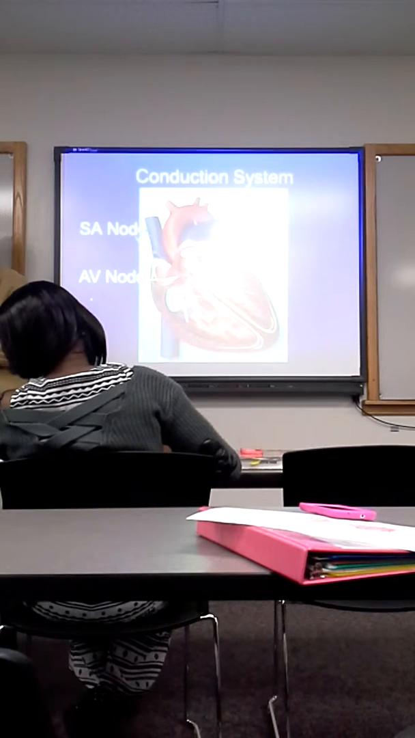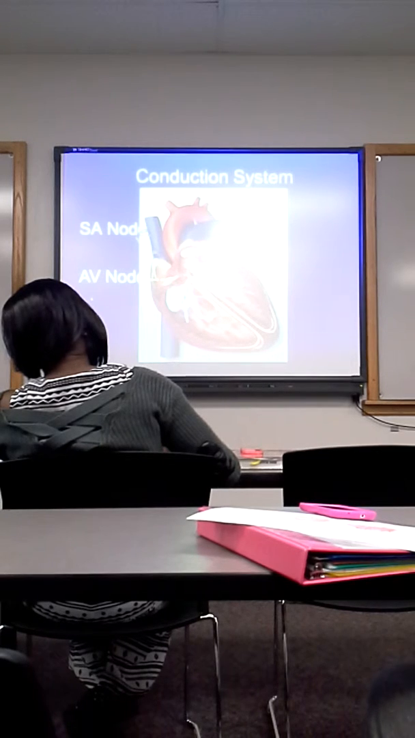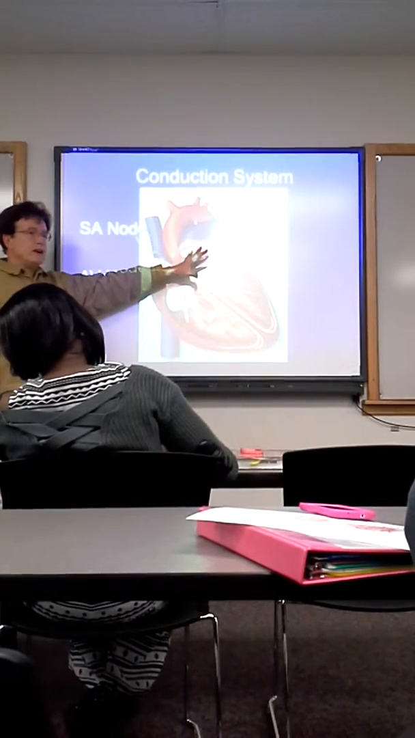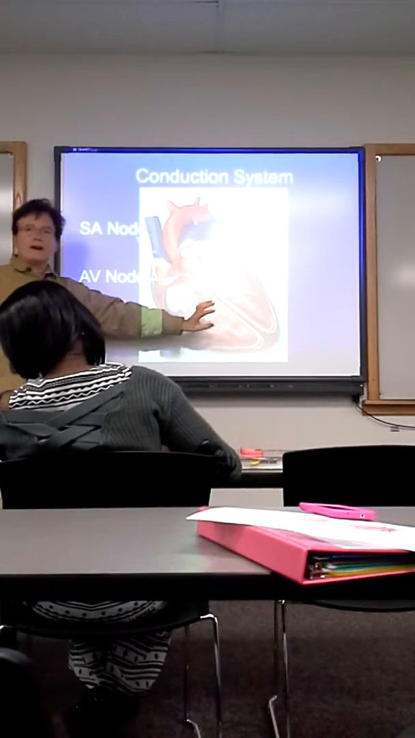AV, of course, stands for atrioventricular node. But there's more to it than simply serving as the only electrical bridge from the atria to the ventricles. It also slows down the action potential, giving the atria time to finish their contractions before the ventricles contract.